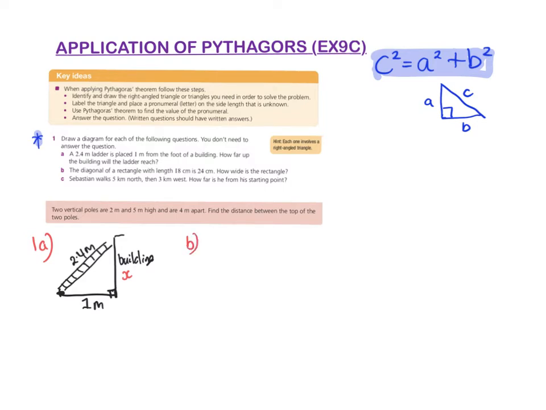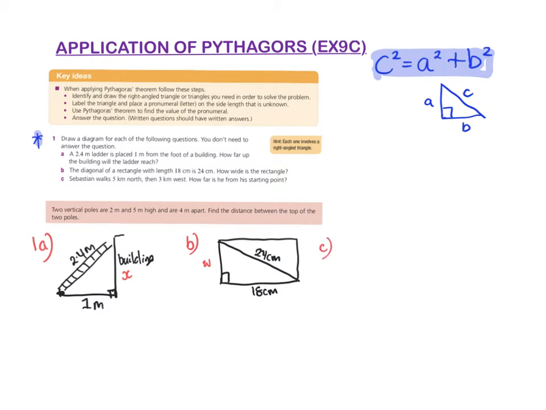All right, so B, the diagonal of a rectangle with a length of 18 centimetres is 24. How wide is the rectangle? So if you draw a rectangle and they've said the length of this rectangle is 18 centimetres and the diagonal is 24 centimetres, their question is, what is the width? You can see you've got a little right angle triangle in there, so you could set that one up and answer that.